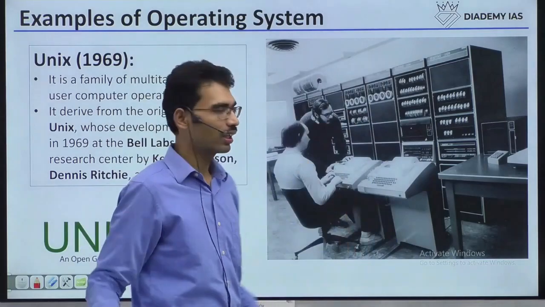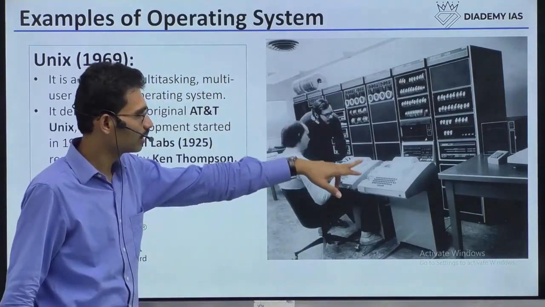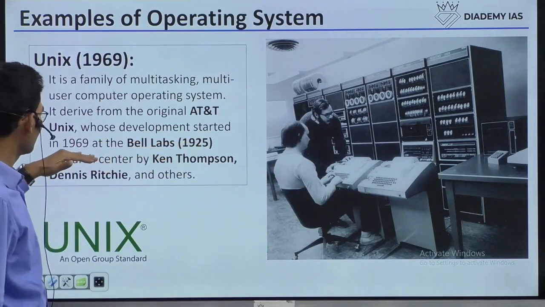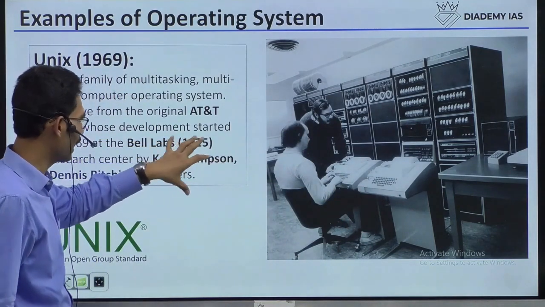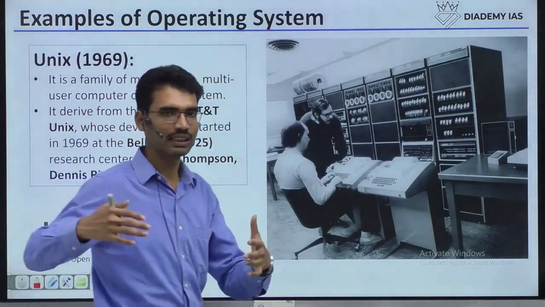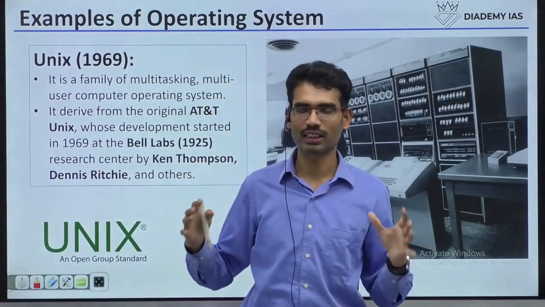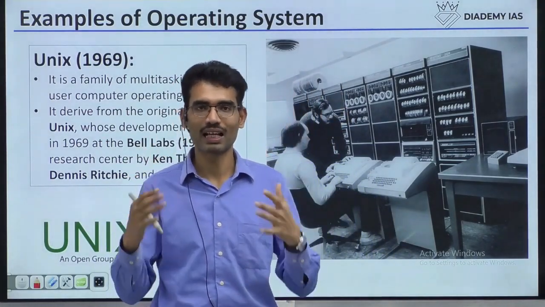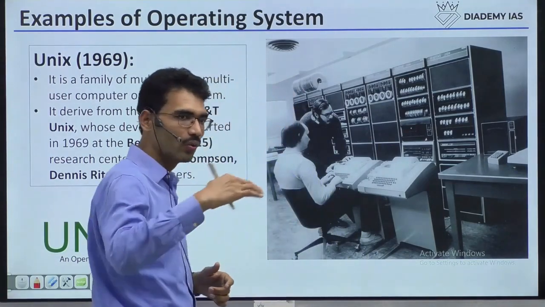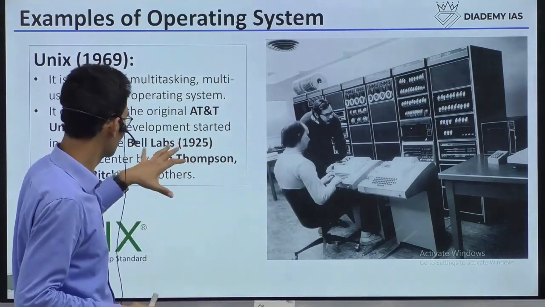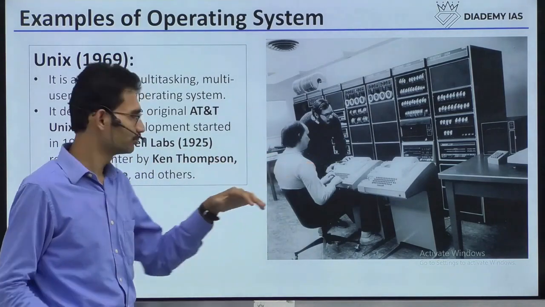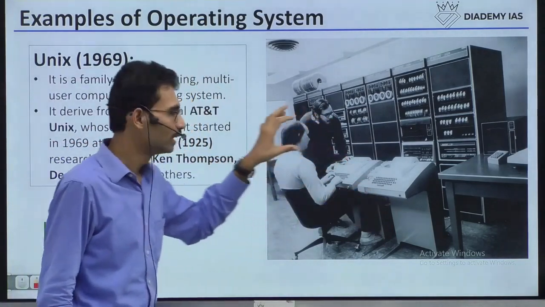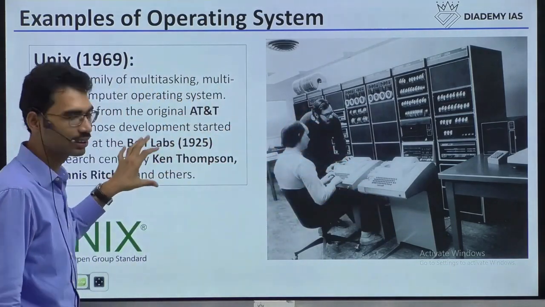Here I need to give one additional piece of information. These are the two people who developed Unix at Bell Labs, where development started in 1969. Bell Labs traces back to Alexander Graham Bell. In our history we study him as the inventor of the modern telephone. We trace this company, Bell Labs, to Alexander Graham Bell, in 1925.